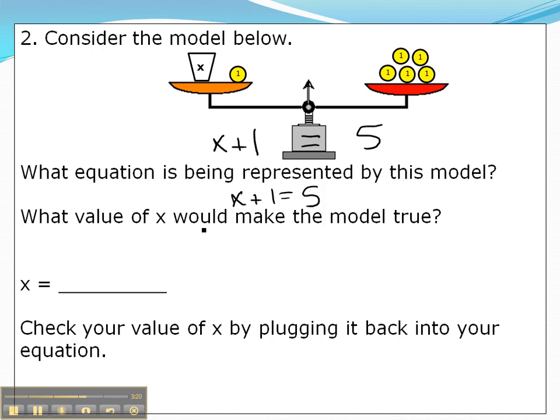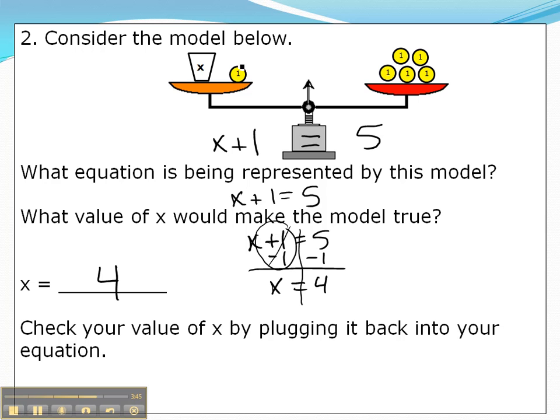What value of x would make this model true? Well, we can work on the equation or we can work on the model. Let's do both. I can do anything to this side as long as I do the same thing to the other side. So I'm going to undo this addition with subtraction. Minus 1 on both sides. 5 minus 1 is 4. This part goes away because that plus 1 minus 1 is 0, and all I have on this side is x, so x equals 4.